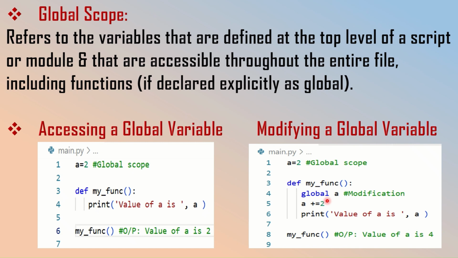So before you modify a global variable inside a particular function, the first thing you need to do is to declare the variable with the global keyword, and then you can do whatever modification you need to do. You will be able to do it only then. Now let's see the third example.